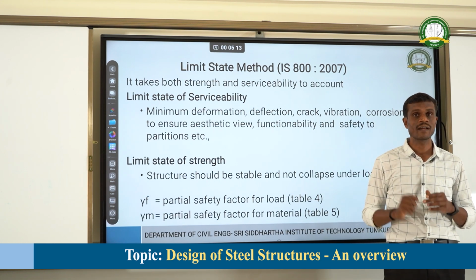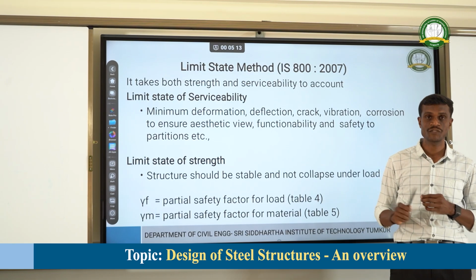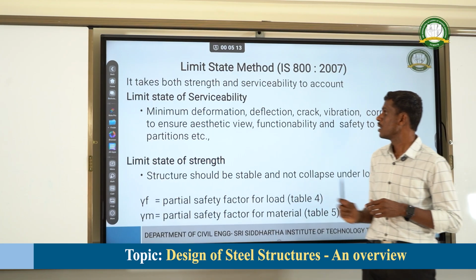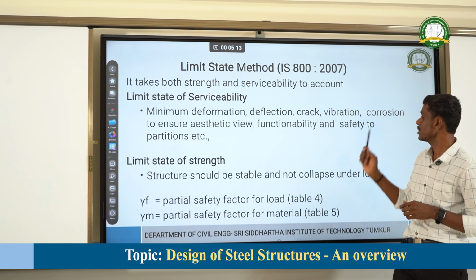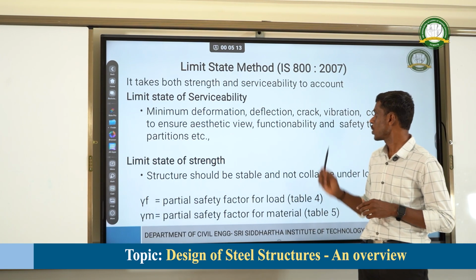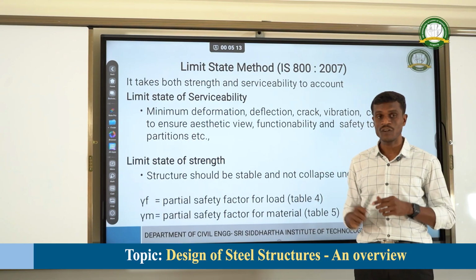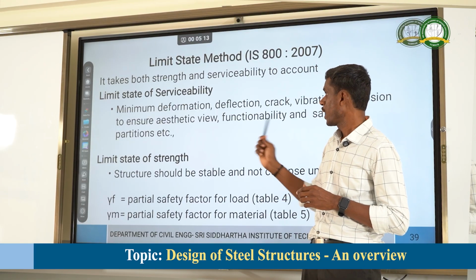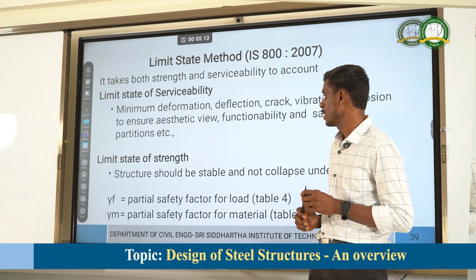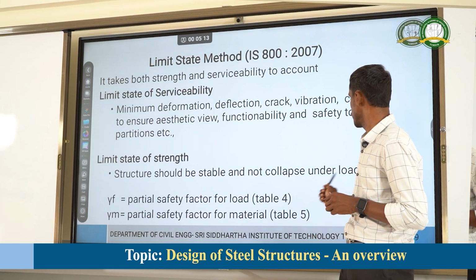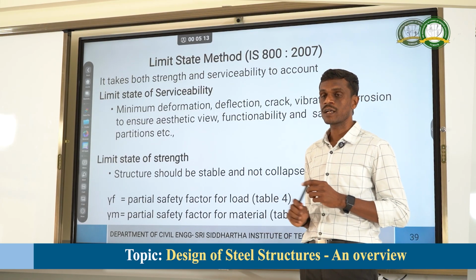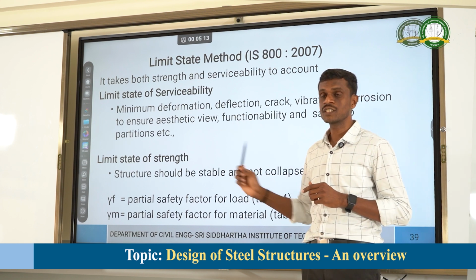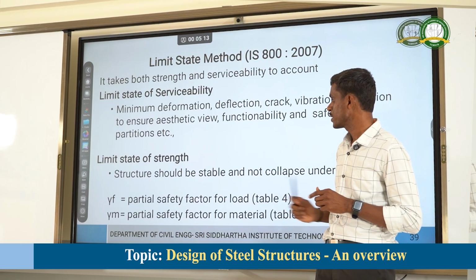The limit state method addressed both factors, that is, the limit state of strength and the limit state of serviceability. The limit state of serviceability covers minimum deformation, deflection, crack, vibration, corrosion, aesthetic view, functionality and safety of the structure, which were taken into consideration. Hence the limit state of serviceability was accepted. Next, limit state of strength: the structure should be stable and not collapse under any load. So these two were considered in the limit state method, and they played a crucial role in this design.